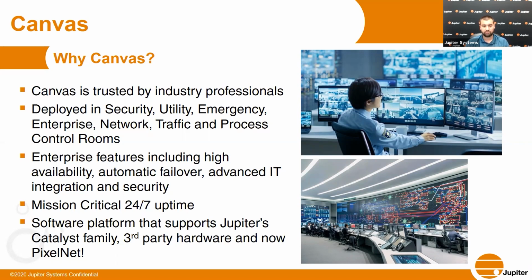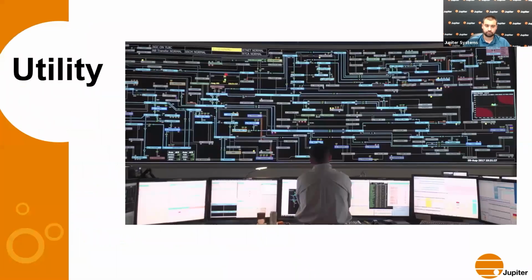And the software platform from a technology level supports three main pieces of hardware. The first one's going to be our Catalyst line, which is our Windows-based line. The second one's going to be third-party hardware, so off-the-shelf hardware. And the third one, once again, starting in Canvas 6.5, we will be supporting PixelNet as well. So that's very exciting news. So with that, we'll jump in directly into the use cases.